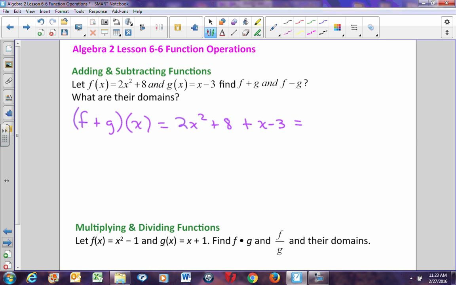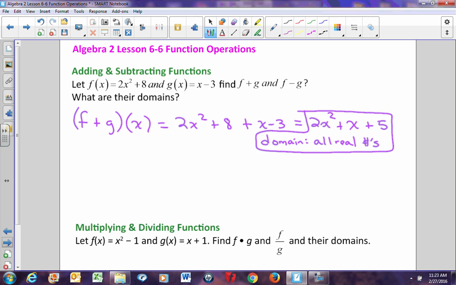So we have 2x squared. There's no other x's, so 2x squared, plus x, and then 8 minus 3 is 5. Now, the domain. We can put in any number for x in either one of these. I can put in any number for x here, and it's not going to change anything. And I can put in any number for x in this function, so it's not going to change anything. So the domain is all real numbers. So here we have that answer.